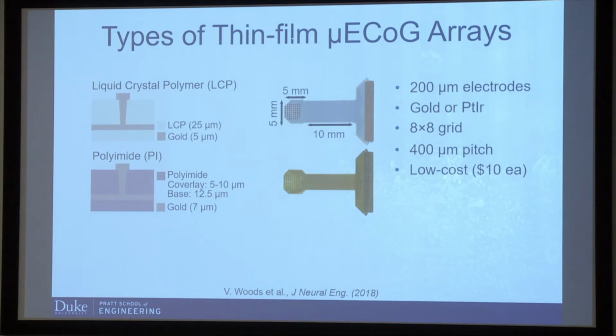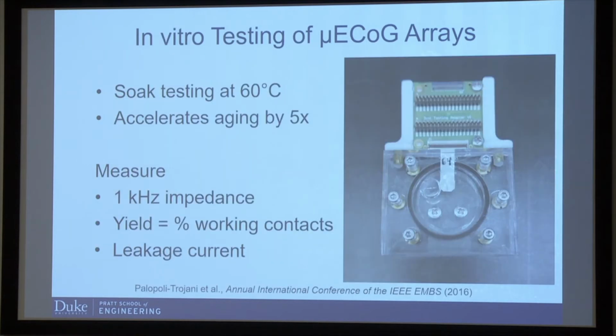And so how do we test? So these devices we made are designed for use in rats for chronic implants, and because we're leveraging large-scale flexible printed circuit board manufacturing, we're able to make these things for about $10 each in large quantities. So how do we test devices?